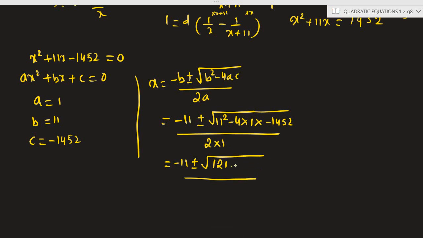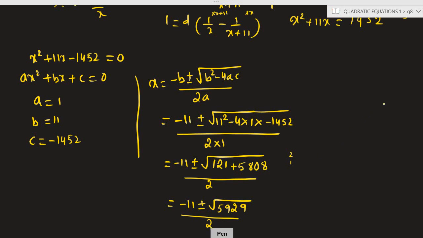See, now it is minus into minus plus. 4 into 1 is 4, and we need to multiply 4 into 1452. 4 2s are 8, 4 5s are 20, carry 2, 4 4s are 16 plus 2 is 18, carry 1, 4 1s are 4 plus 1 is 5, whole divided by 2. This is minus 11 plus or minus root 121 plus 5808, which is 5929.